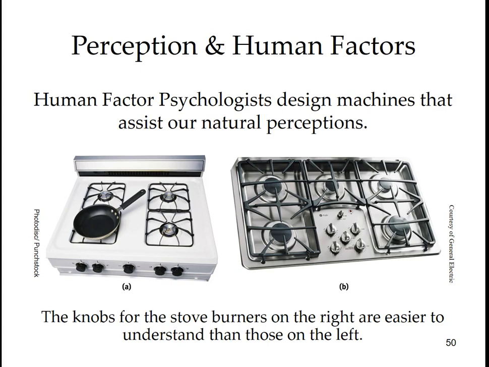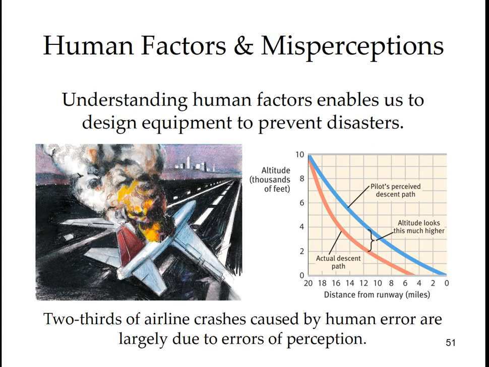Human factors psychologists design machines that assist our natural perceptions. The knobs for stove burners on the right are easier to understand than those on the left. Understanding human factors enables us to design equipment to prevent disasters. Two thirds of airline crashes were caused by human error and are largely due to errors of perception.